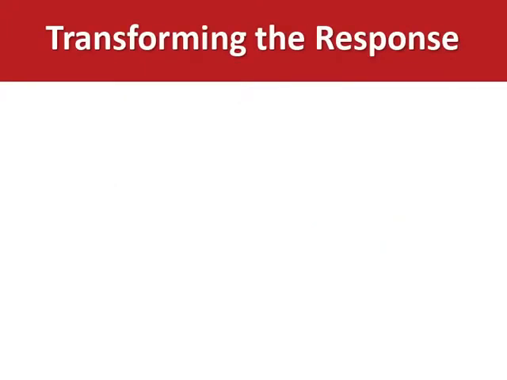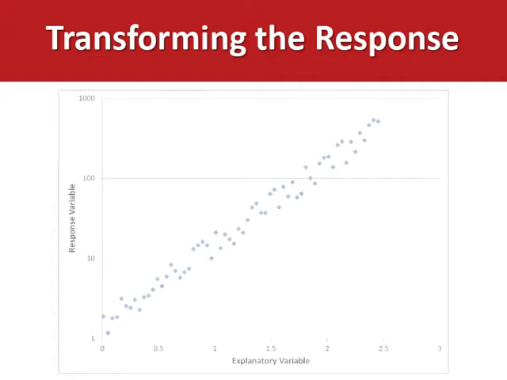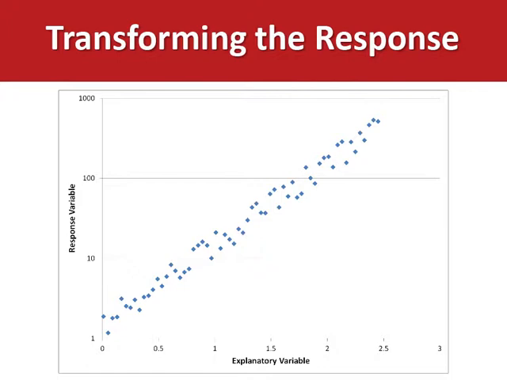One of the things you can do when you have a non-linear relationship between your explanatory and response variables is try to transform one or both of these. So here is a graph in which I've transformed the response variable. In fact, all I've done is applied a logarithmic scale to the response variable. And what you see is a really nice result.